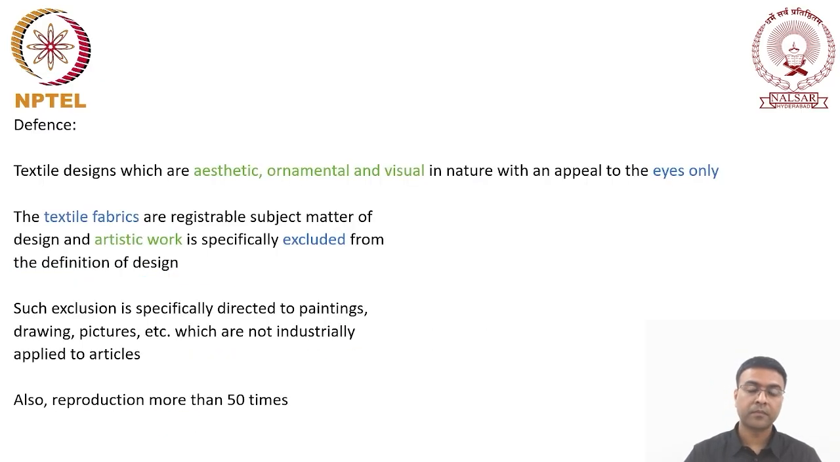The court considered these defenses, which were, as you can see on the screen, that textile designs are aesthetic, ornamental, and visual in nature, with an appeal to eyes only. Textile fabrics are registrable subject matters of design, and artistic work is specifically excluded from the definition of design. Also, claimants claimed that this was subject to mass production, and this was very clear from the exclusion of such mass-produced designs from the ambit of the Copyright Act.